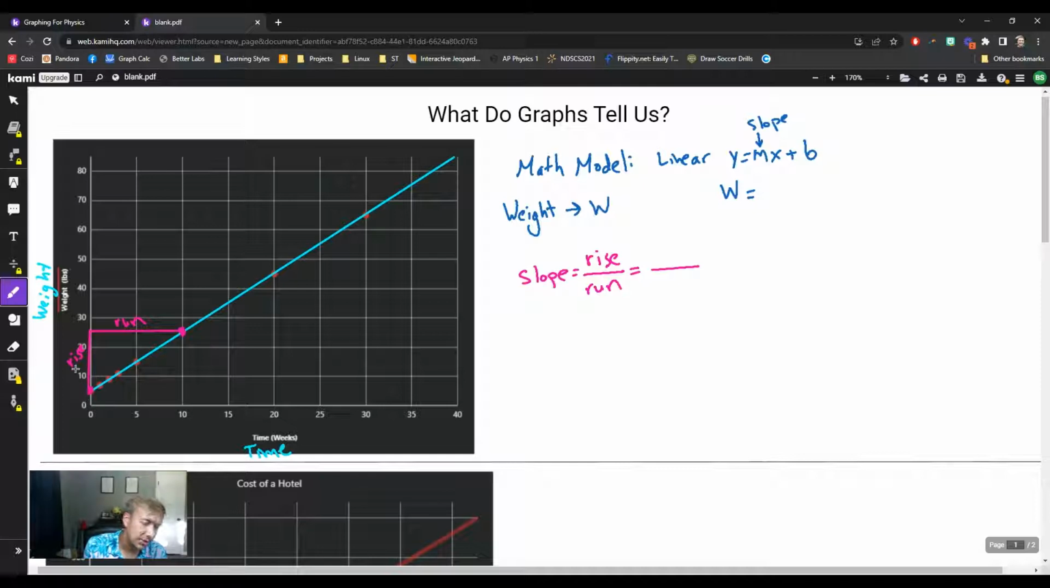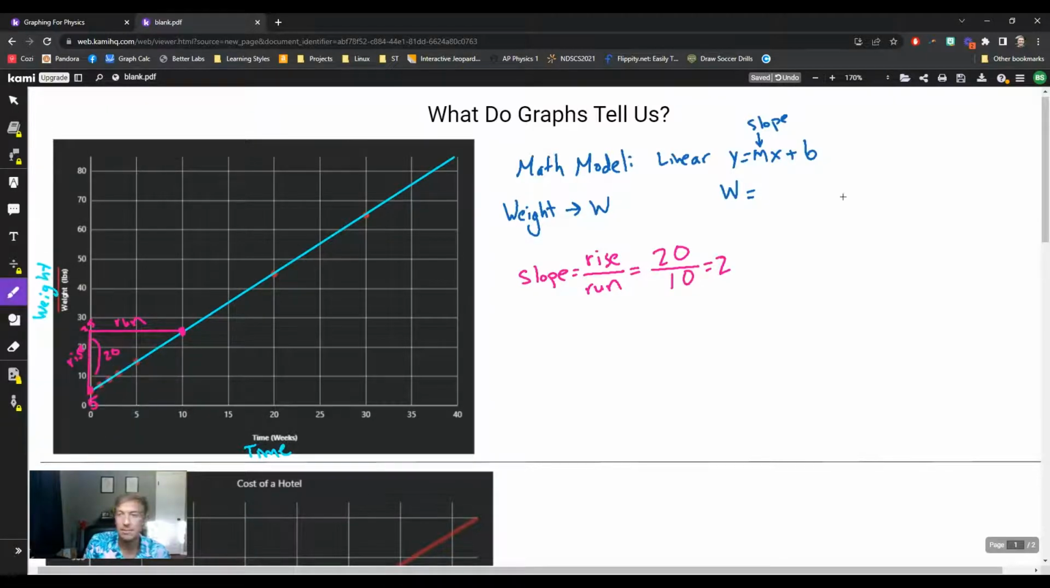So right here, I start at about 5, and then it looks like I go up to about 25. So my change there, my rise, is 20. My run, I go from 0 over to 10. That one's right on the line. So I go from 0 over to 10. 20 divided by 10 gives me a slope of 2.